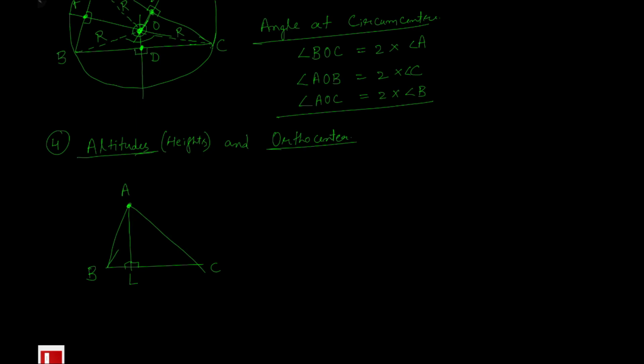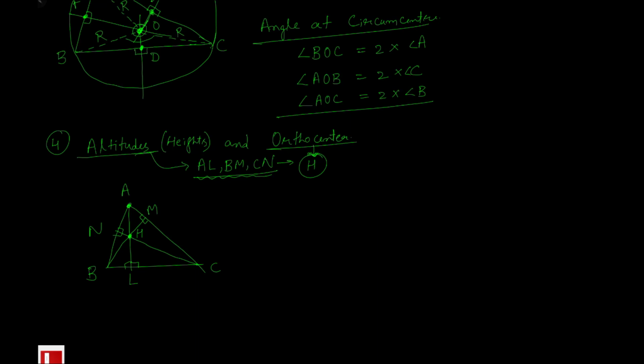From B also, if you drop the height, suppose this point is M, this is perpendicular, and if you drop a height from C to AB, let's call it N. So here the altitudes are AL, BM and CN, and they are again concurrent and meet at the same point, usually represented as capital H. This H is the point of intersection of all the altitudes. All the altitudes in any triangle are concurrent, and that point is called orthocenter.